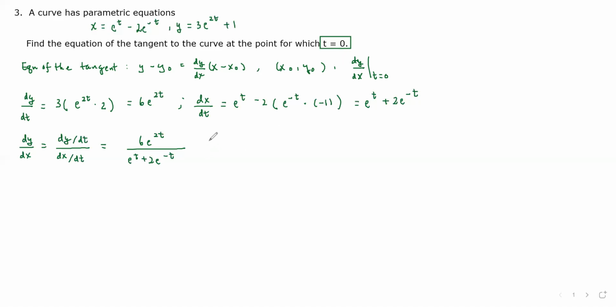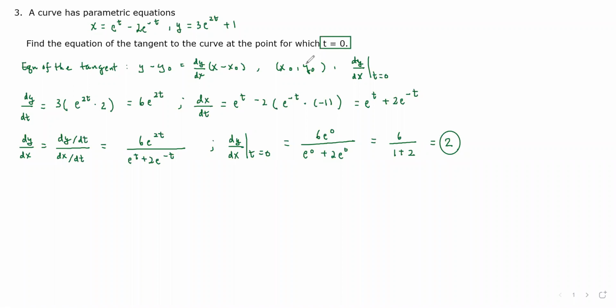At t equals 0, dy/dx at t equals 0, we replace all the t's with 0. So we have 6e^0 over e^0 plus 2e^0. Anything to the 0 is 1, so e^0 is 1. We have 6 over 1 plus 2, which is 6 over 3, and that is 2. So we know that dy/dx has a value of 2, which we are going to use later.